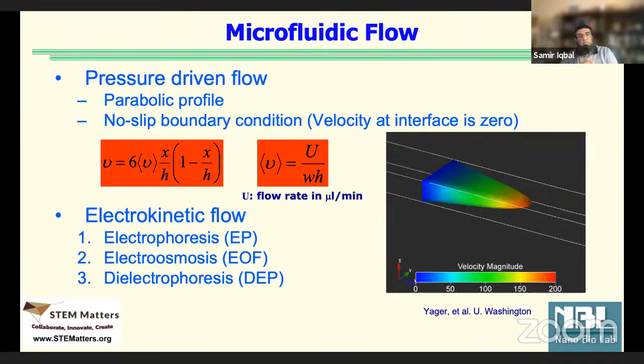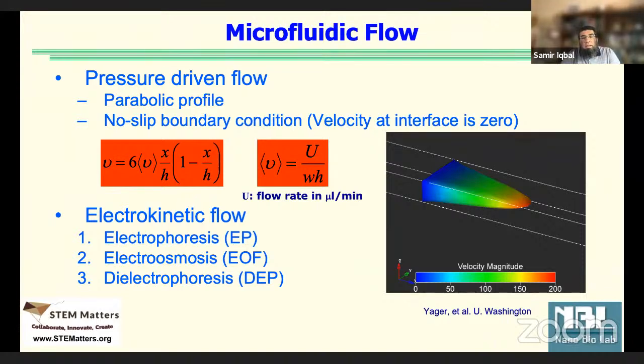devices where we are pushing fluids, we have to then apply more than just pressure-driven flow. Because pressure-driven flow would give you a parabolic kind of flow, again, laminar. But what we want is we want to mix things up. So what we do is then we apply electrokinetic flow. There are 3 types of electrokinetic flows: electrophoresis, electroosmosis, and dielectrophoresis. And we'll discuss them in a little bit.